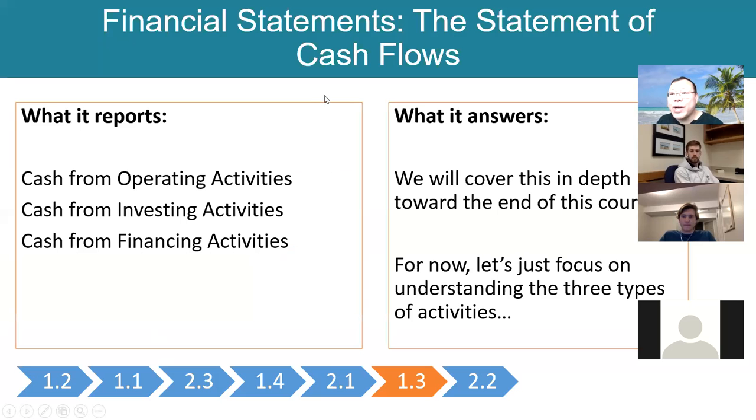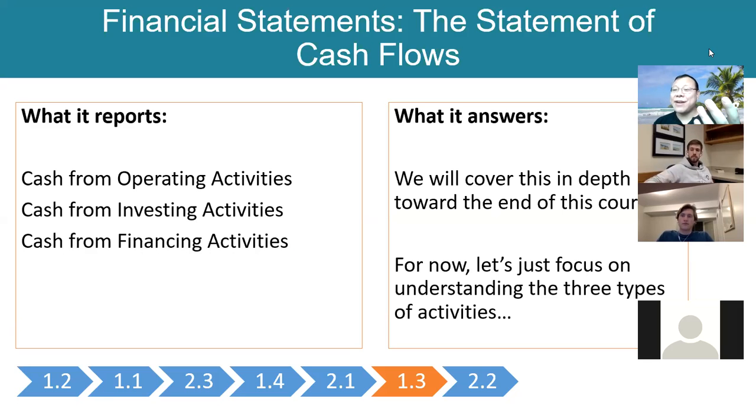So today we are talking about the last one, the statement of cash flows. If you later learn about finance, you will probably have heard the saying that cash is king. For business, cash is so important. I often use the parable that cash is like blood. It doesn't matter how big the company is, if you don't have the blood, then you die.